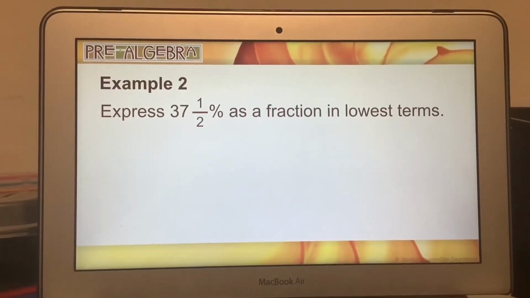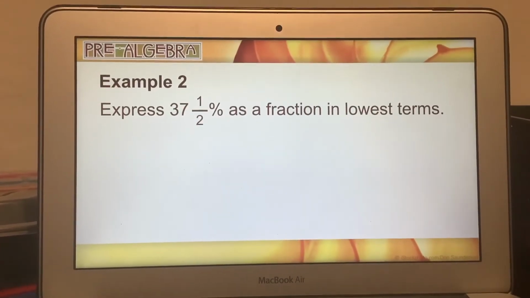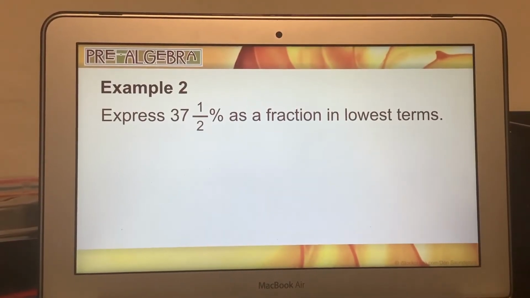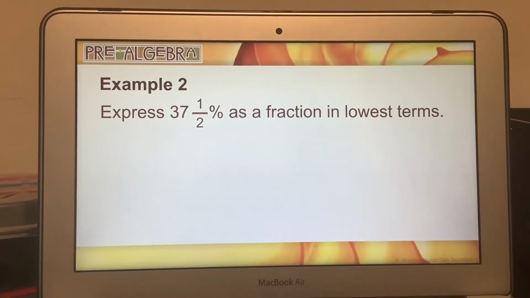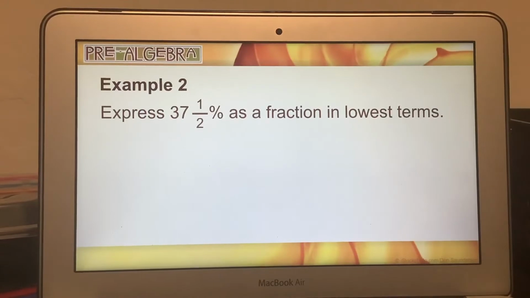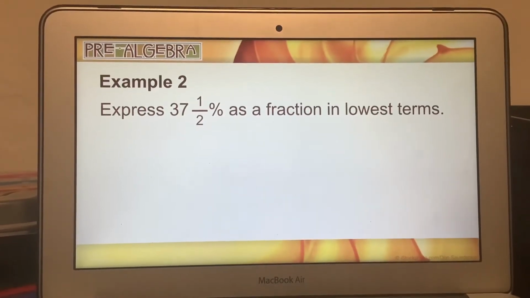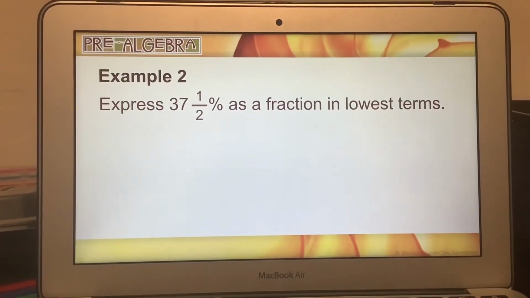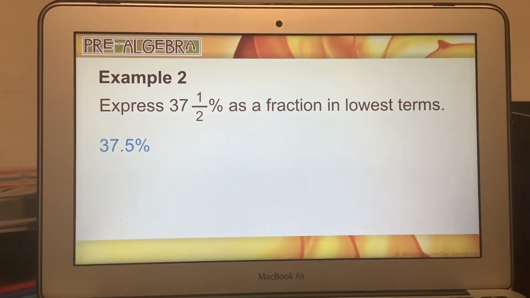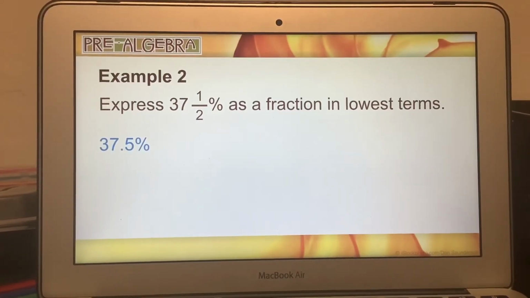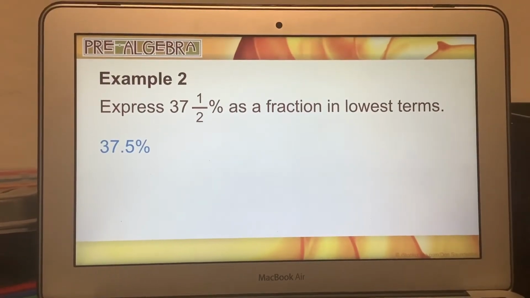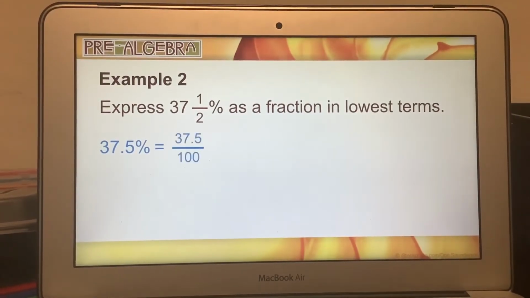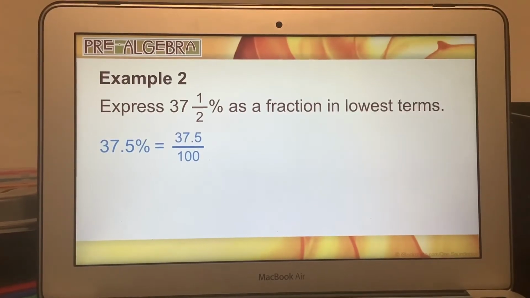All right, let's take a look at the next example here. Express 37 and 1/2, or 37.5%, as a fraction in lowest terms. Okay, we're going to take 37.5% and rewrite that in a decimal, 37.5%. Then I'm going to take that and rewrite it into a fraction. That's going to be 37.5 over 100.